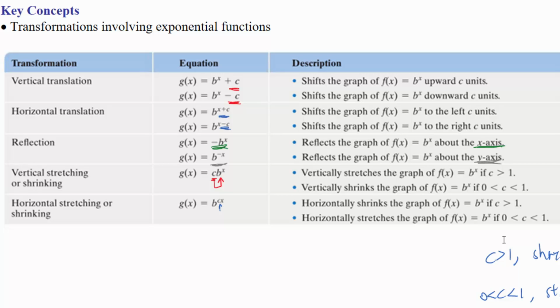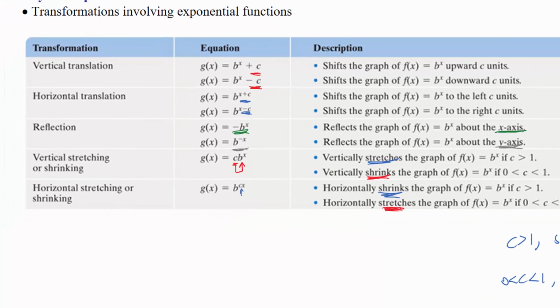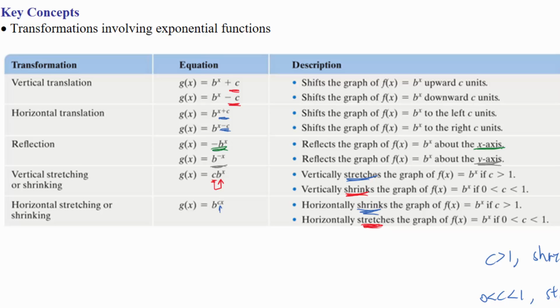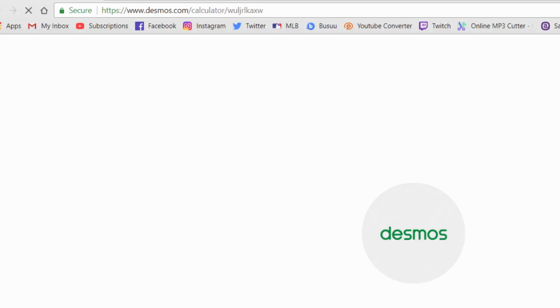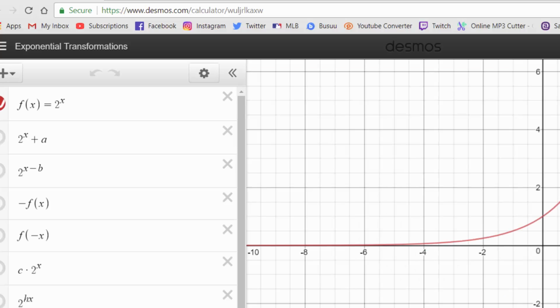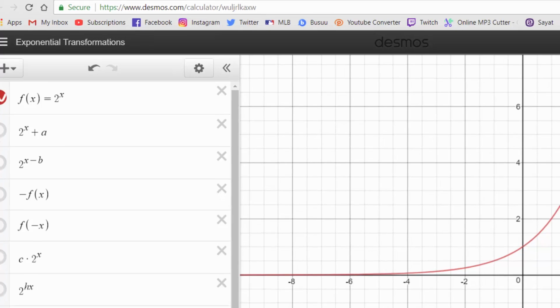However, this is a bit different from vertical stretch because the stretch and shrink is the opposite from vertical. So that's one thing to keep in mind, as some students confuse the concept of vertical stretch and horizontal stretch. Now we will look at the decimals on exponential transformations.